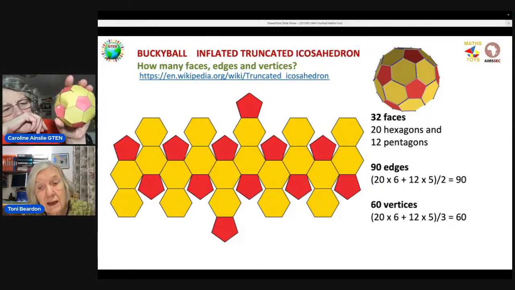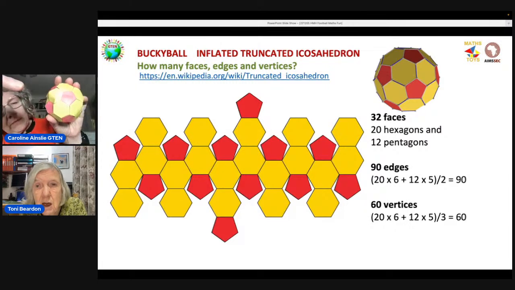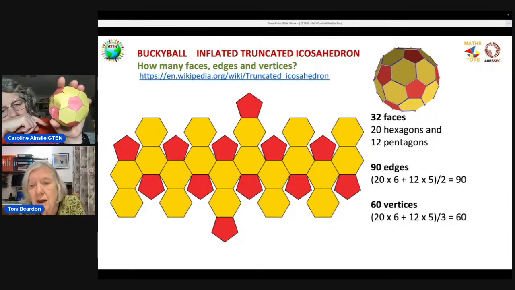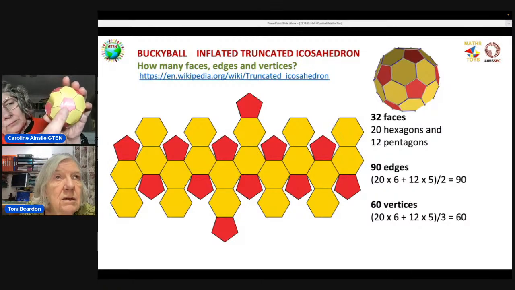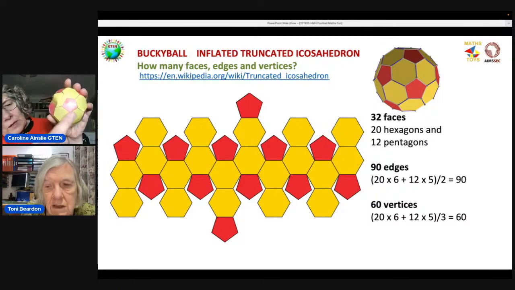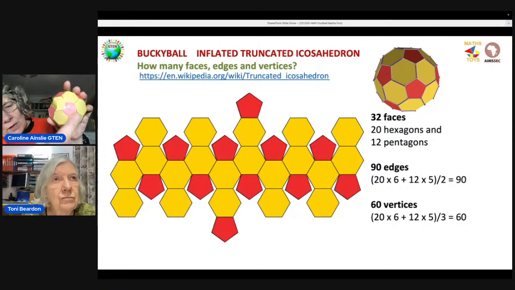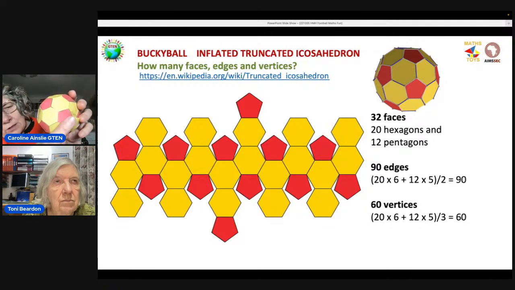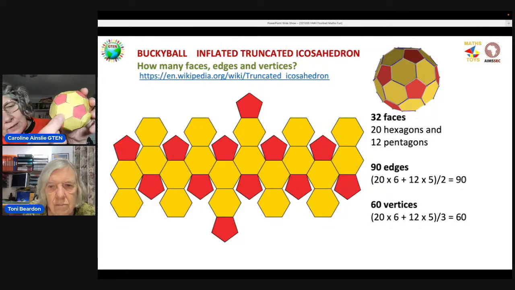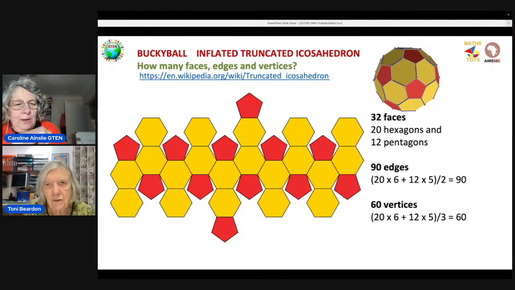Similarly, when we count vertices, there's 6 vertices to each hexagon and 5 to each pentagon. So there's 120, but each one is counted 3 times because there's 3 faces meeting at each vertex. Let's just check that. I've got a vertex there. I've got 1, 2, 3. So each vertex has 1 pentagon and 2 hexagons. That makes 3, of course. And they're all exactly the same. Every vertex has 1 pentagon and 2 hexagons. So yeah, there's 3. Yep, I concur.